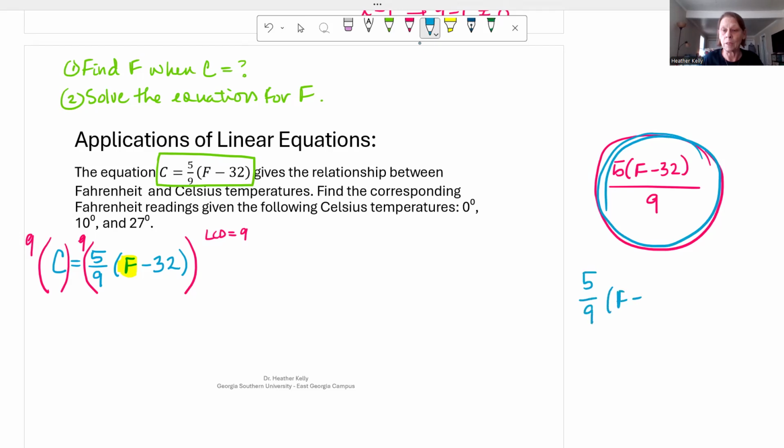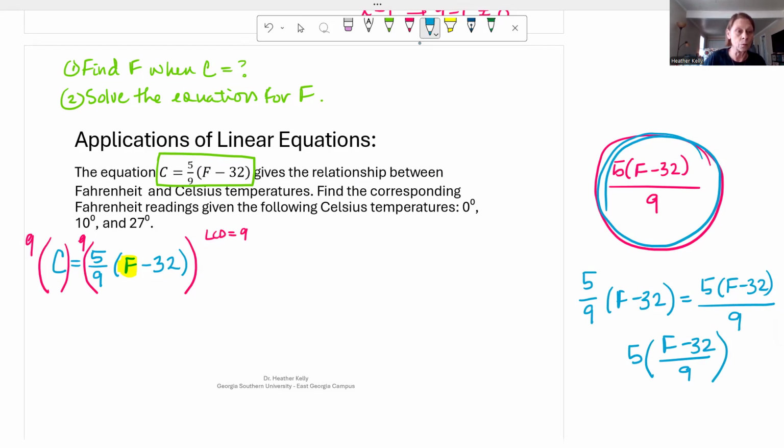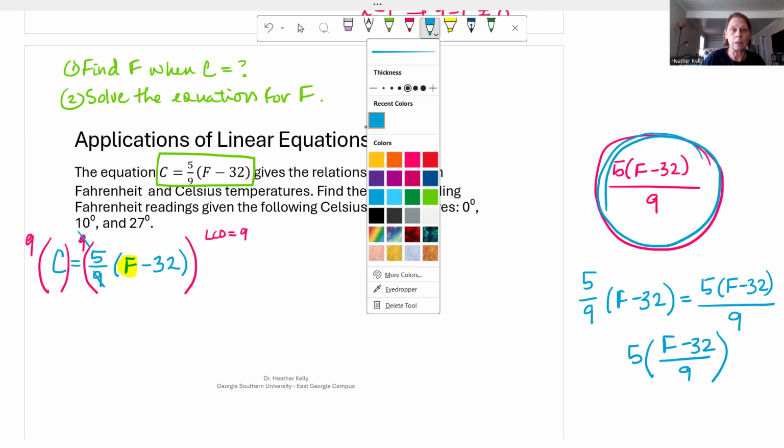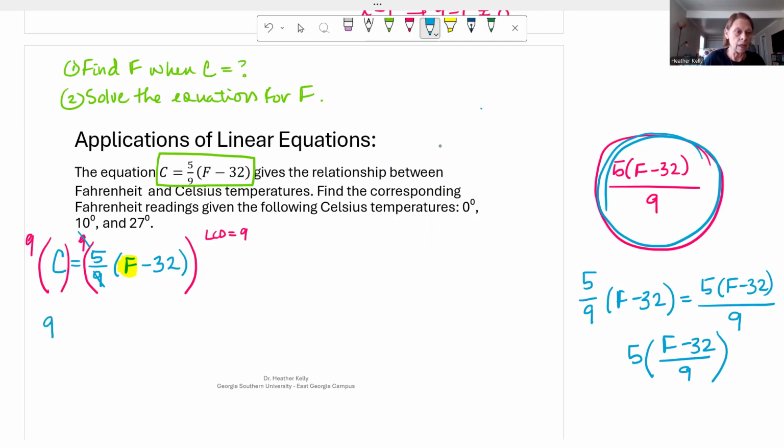5/9 (F minus 32) is the same thing as writing 5 times (F minus 32) over 9. Or, I mean, we could write it like this, 5 times (F minus 32) over 9. All these are the same thing. Okay, so now we can cancel these two 9s out. And what our equation now looks like, oops, sorry about that, is 9C is equal to 5 times (F minus 32).